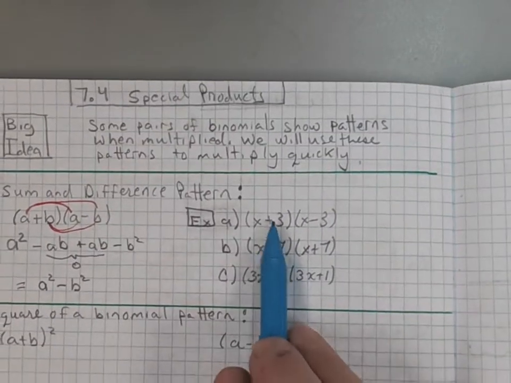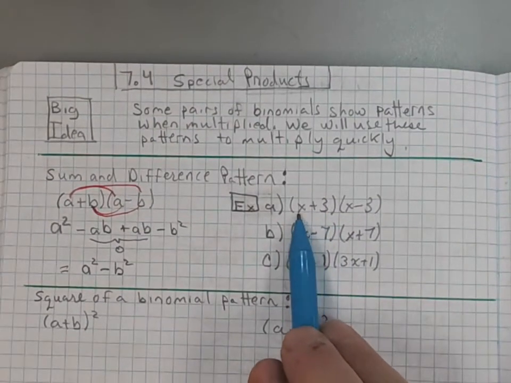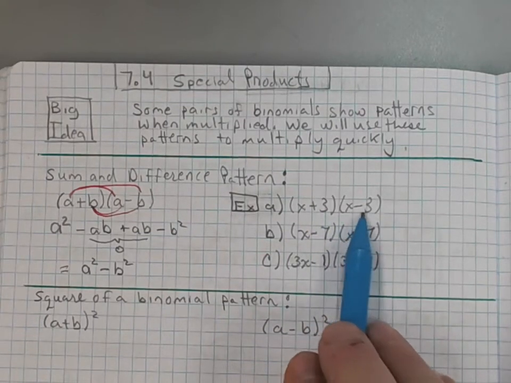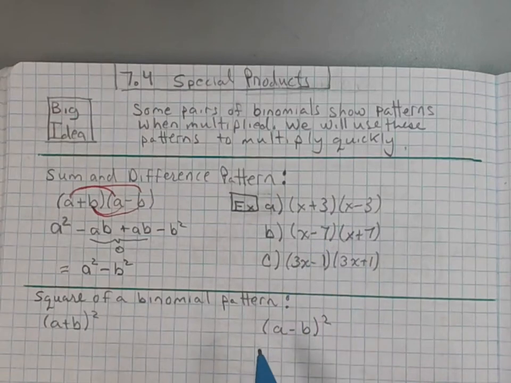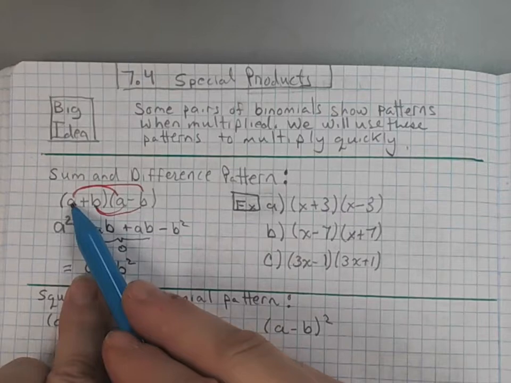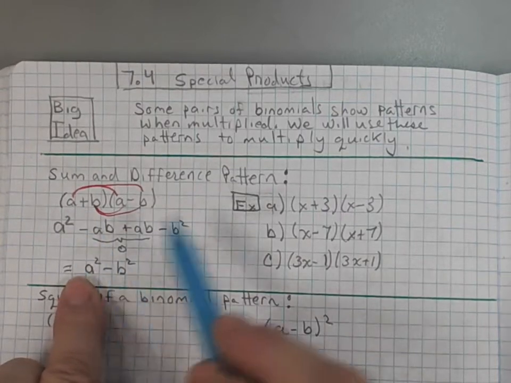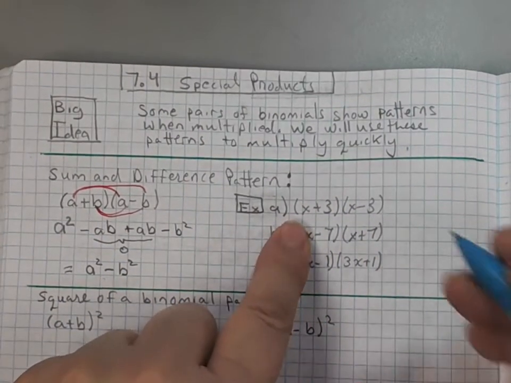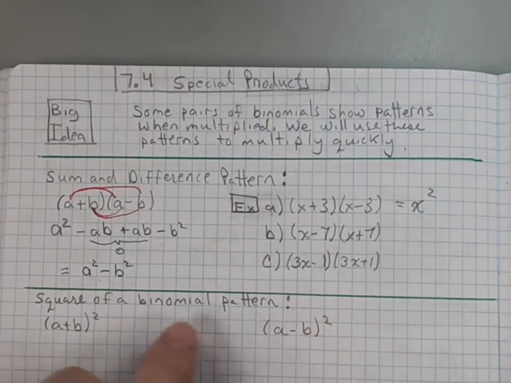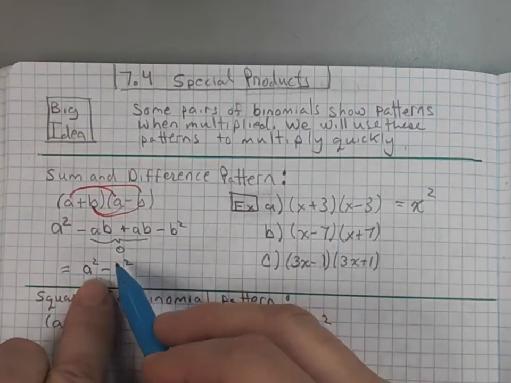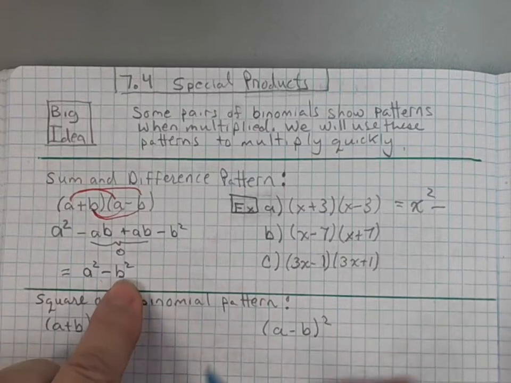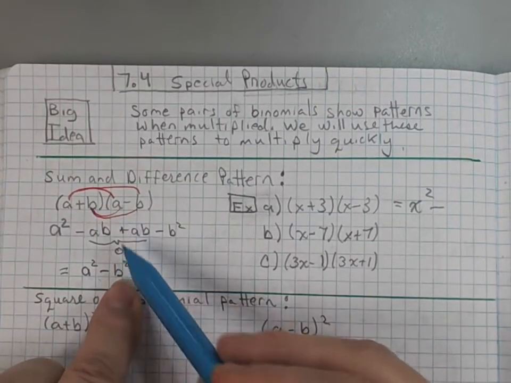Now, you should recognize that this is a sum and difference pattern. The first polynomial is the sum of x plus 3, and the second one is the difference of x and 3. So therefore, when I multiply, I'm simply going to take the first term, which is a, and then I square it. So my first term is x, and I'm going to square that. So x squared. All right, the second part of the pattern is I'm going to do subtraction, so I write minus.